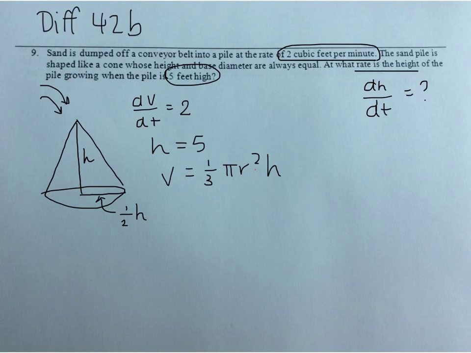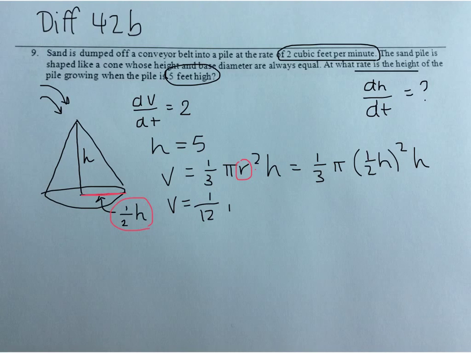However, I do know that r is equivalent to 1/2 h. So before I differentiate, I'm going to replace my r with a 1/2 h so that my volume equation doesn't have 3 variables, it'll only have 2, and I don't need a product rule. So 1/3 pi (1/2 h) squared times h. So I think that comes out to be 1/12 pi h cubed. There, so now I have a nice formula.